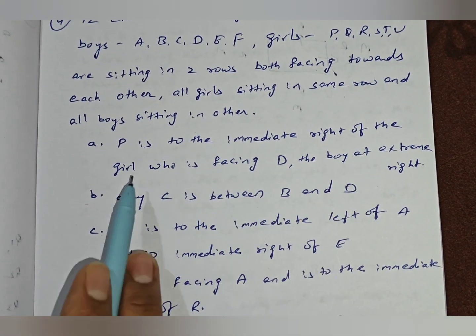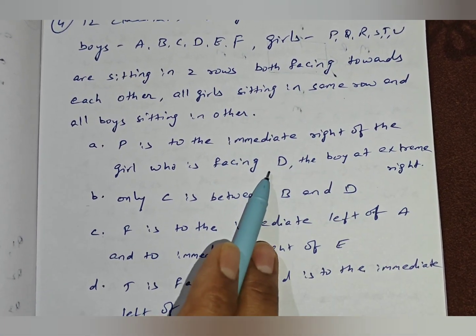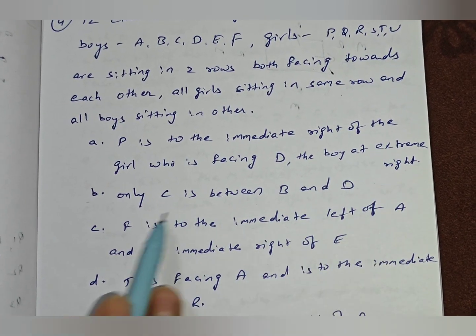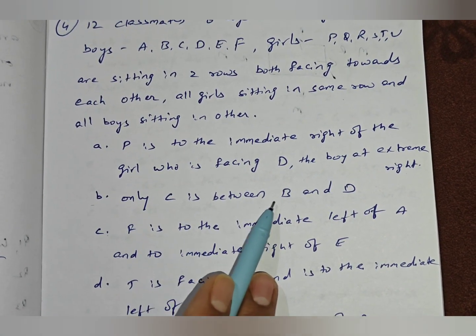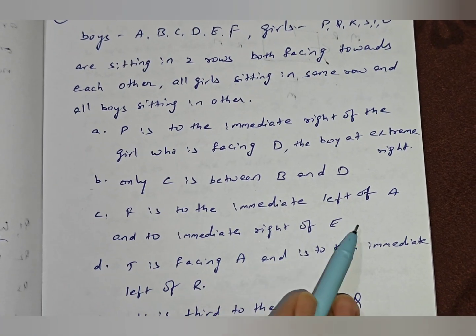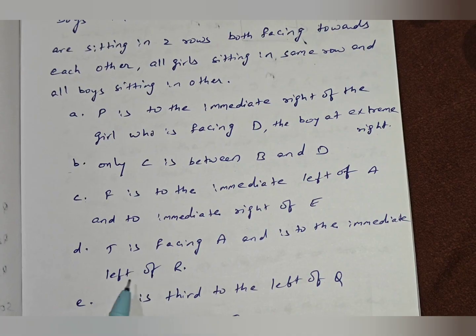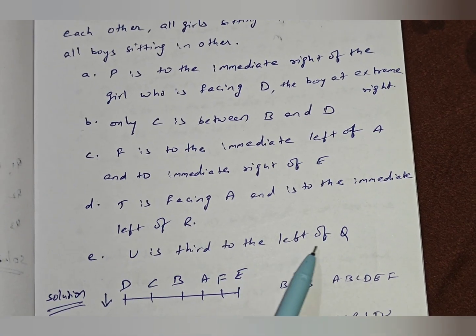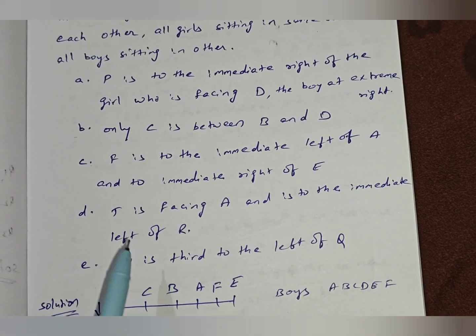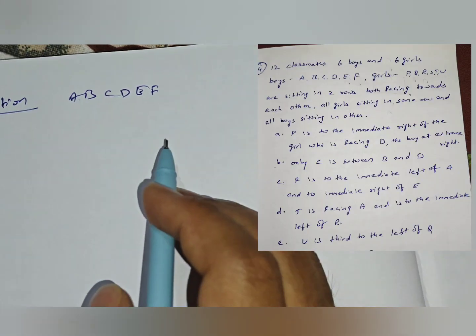Here, these are the given statements. P is to the immediate right of the girl who is facing D, the boy at extreme right. That means D is the boy at extreme right. Only C is between B and D. F is to the immediate left of A and to the immediate right of E. T is facing A and is to the immediate left of R. U is third to the left of Q, and so on. So we will find the solution for this problem.